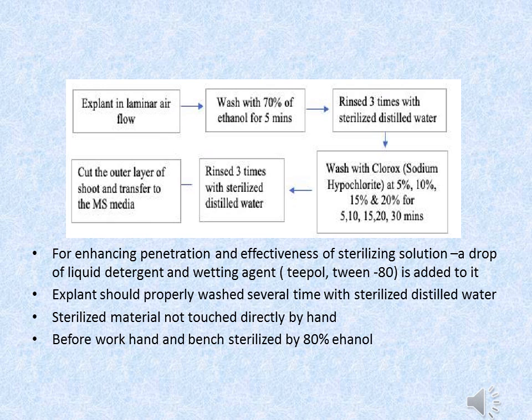Material should be thoroughly washed several times with sterilized distilled water to ensure proper removal of the sterilant. All the sterilized material and plant parts should not be touched directly by hand. Sterilized forceps should be used for this. Lastly, hands and benches are made aseptic by 80% ethanol before starting the work.